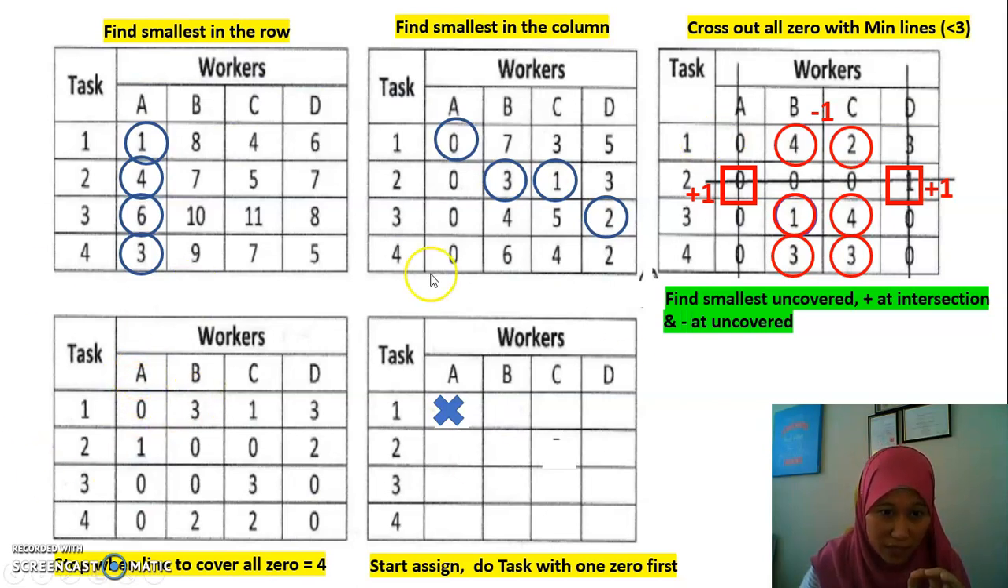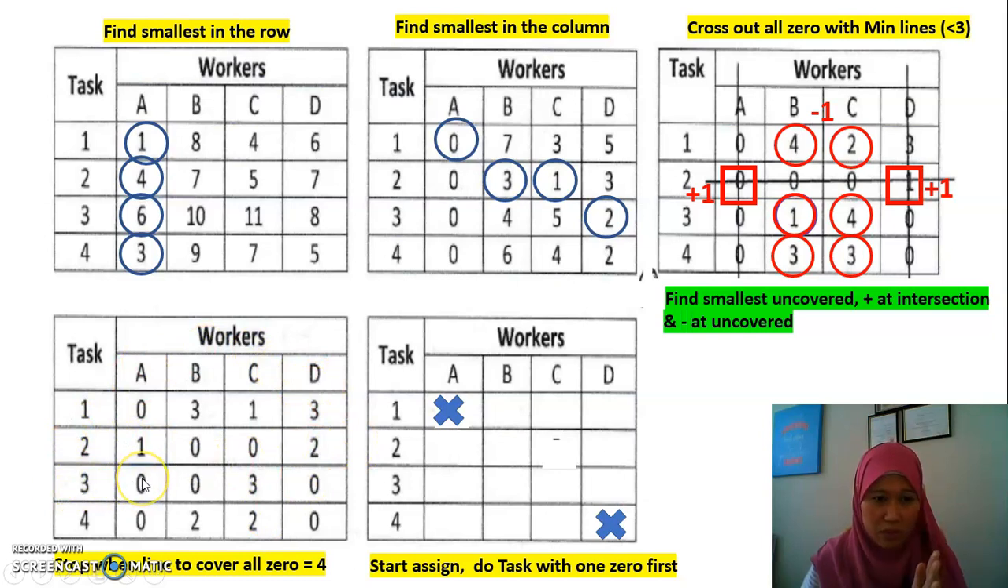For this case, task 1 and worker A have been assigned, so 4 cannot be assigned to A anymore. The next one, 4 can be assigned to D. So I put an X here. Next, we already used A and D. Okay, go for task 3.